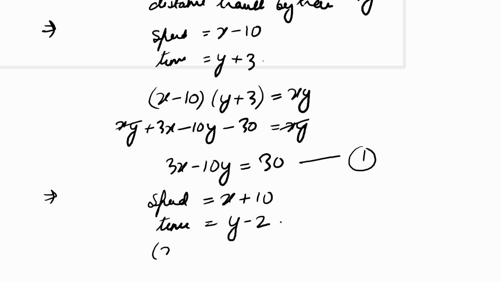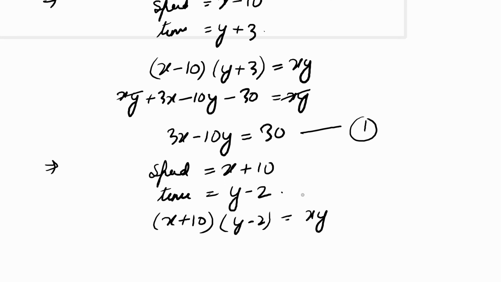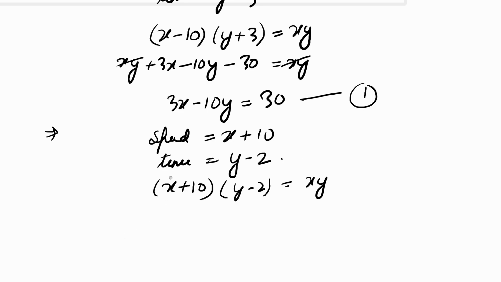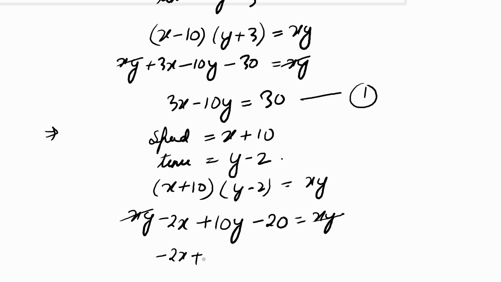So what will we say? We will see the distance will again remain the same. What will we write? (x + 10)(y - 2) is equal to xy. Distance is xy only, no matter at what speed you go. Okay. Then we will write xy minus 2x plus 10y minus 20 is equal to xy. Now this xy and this xy will cancel out. What will you write? We can write minus 2x plus 10y is equal to 20. This is equation number 2.